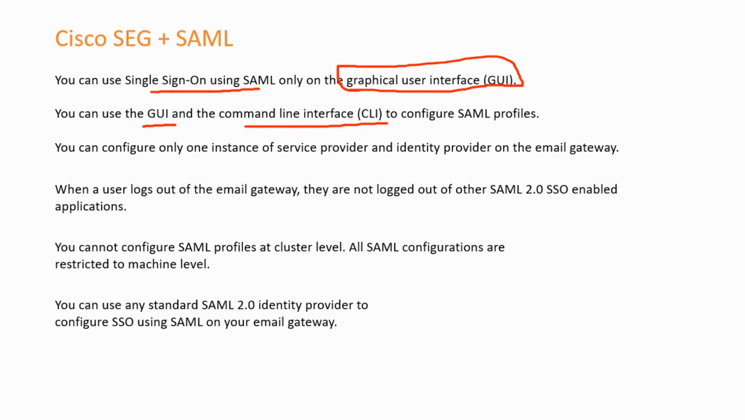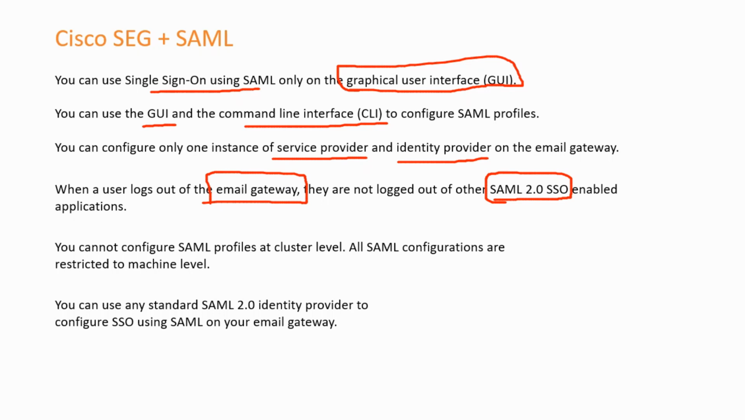But this is for configuration, right? You can configure only one instance of the service provider and the IDP on the email gateway. And if the user logs out of the email gateway, the user is not logged out of other SAML 2.0 SSO enabled applications. So let's say you log out of the ESA, that's not going to log you out of other applications that are SAML 2.0 SSO enabled.